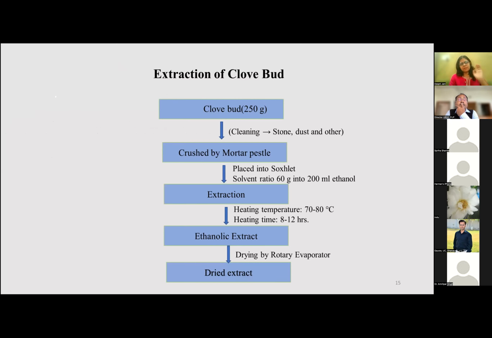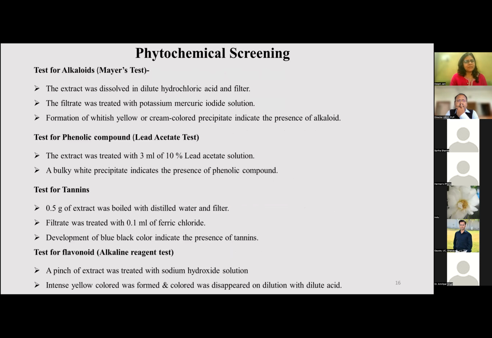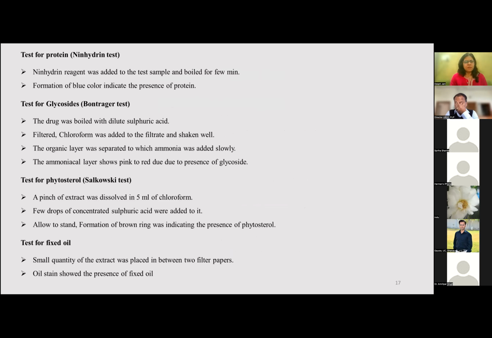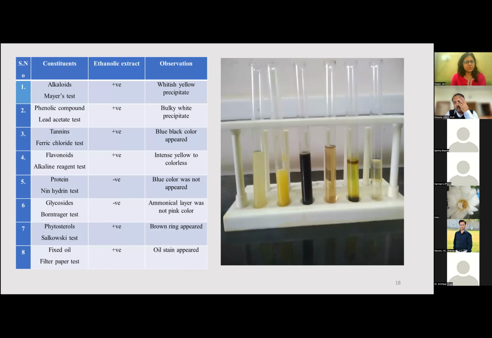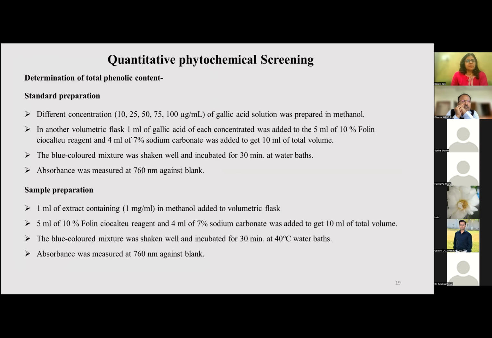Then we prepared a simple ethanolic extract of it, and the dried extract was collected. Then that extract was tested for all chemical constituents present in it, like alkaloids, phenolic compounds, tannins and flavonoids. It was a routine practical where we checked all chemical constituents in that extract. These are our findings: protein and glycosides are absent in clove, but all other things like alkaloids, tannins and flavonoids are present. This is how we carried out our practical.